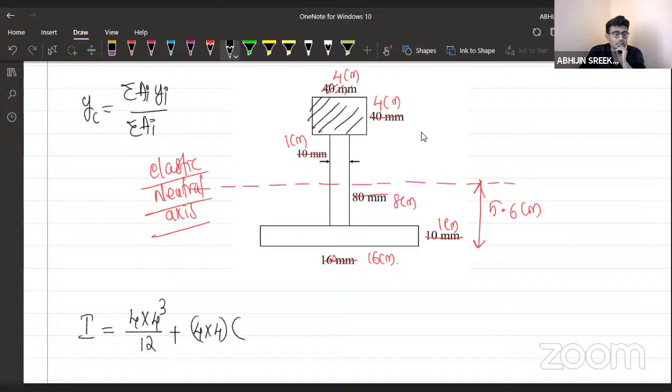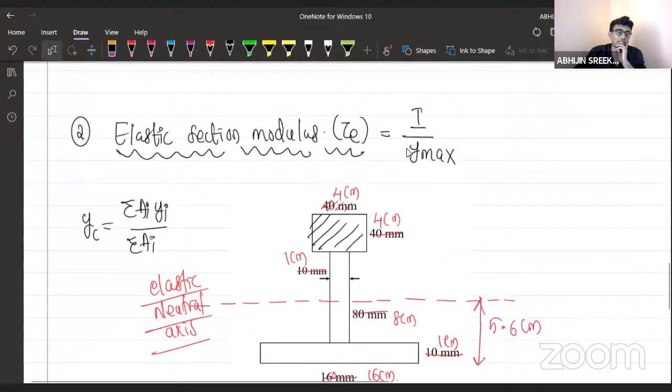Mahadeva is telling me something, sir, correct or not? What happened? Mahadeva, have you given me any answers? Yes, I think I by Y max, right? Yes, it is correct only. That's what I have written here, right, Mahadeva? The Z value will be I by Y max. It is correct.